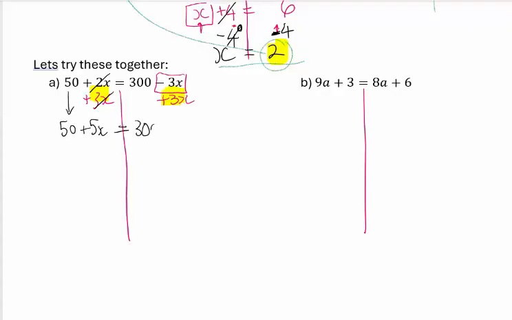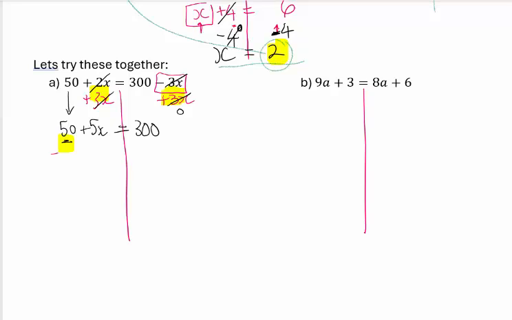300 is still there. Negative 3x plus 3x leaves 0. So I now have 50 plus 5x equals 300. I need to get the 50 on the right hand side where the numbers are. So how do I do that?